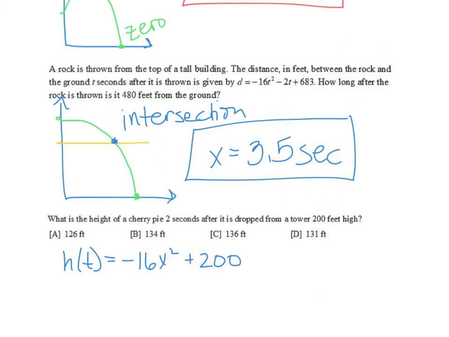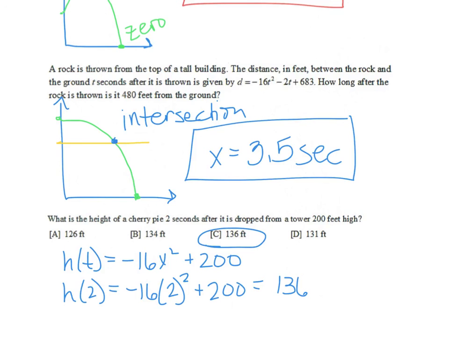And the question is asking for at 2 seconds. So what I'm calculating is h of 2. And I throw in my calculator, negative 16 times 2 squared plus 200. That gives me an answer of 136. So multiple choice, C.